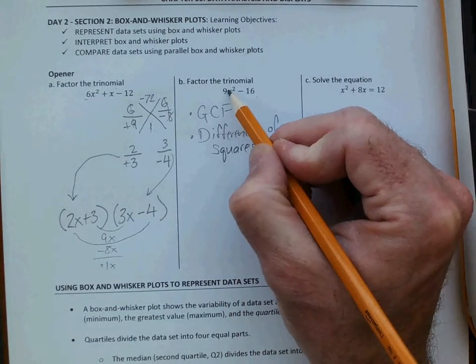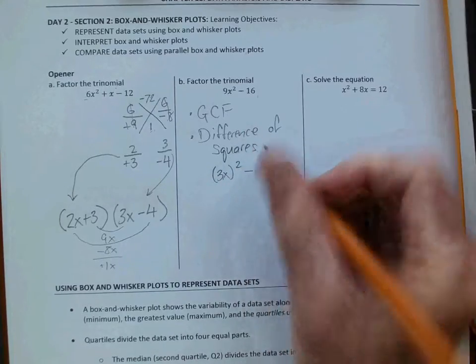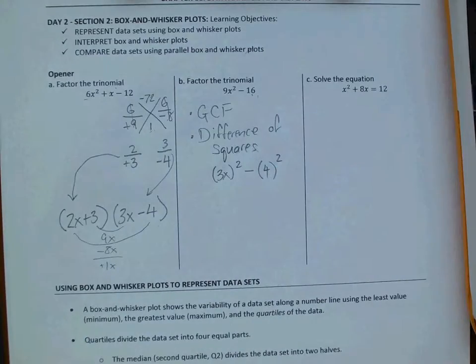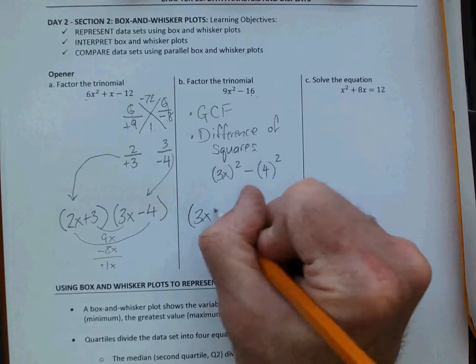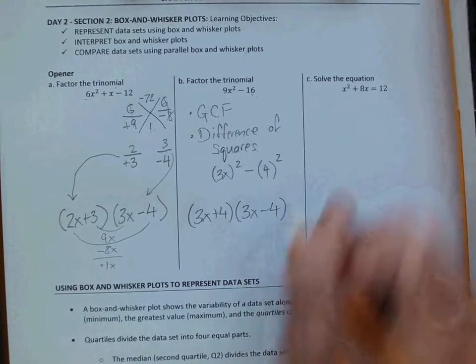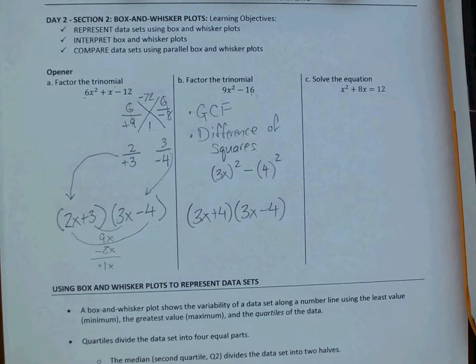Is 9x squared something squared? Yep, it is 3x quantity squared. Minus, is 16 something squared? Yep, it is 4 squared. So this factors as 3x plus 4, 3x minus 4. And then lastly, solve the equation.